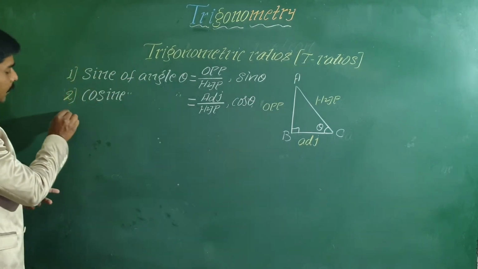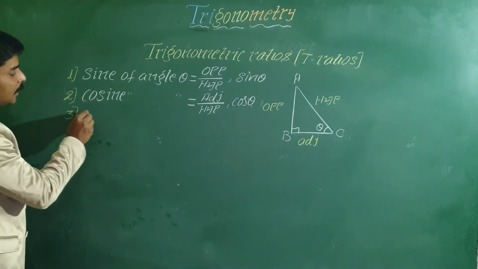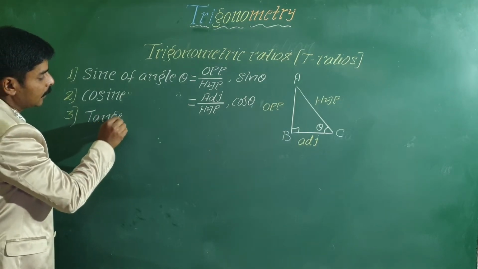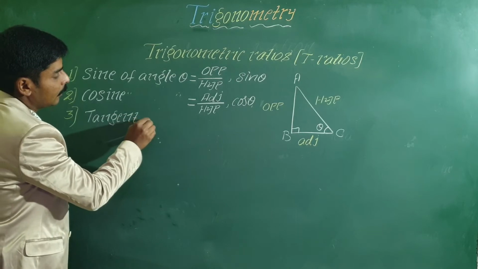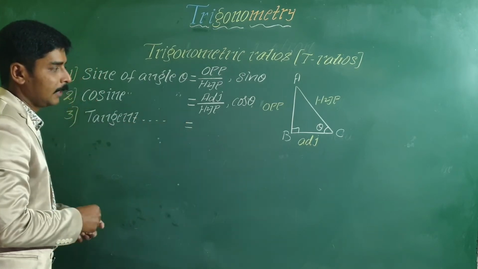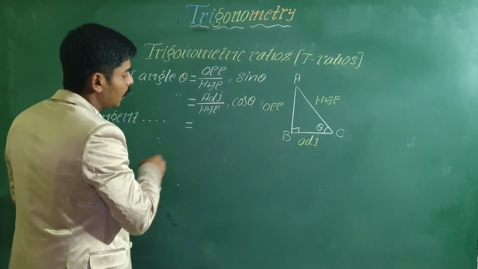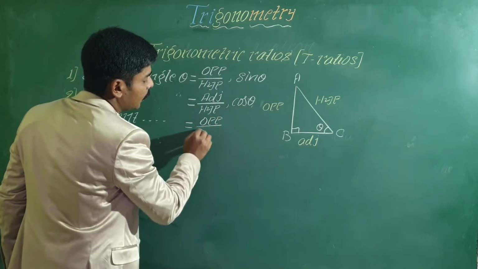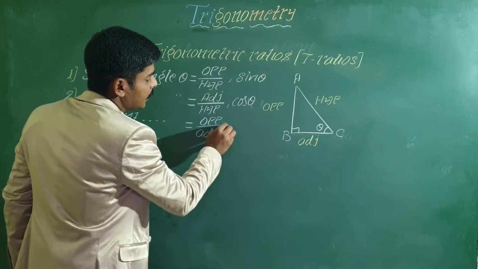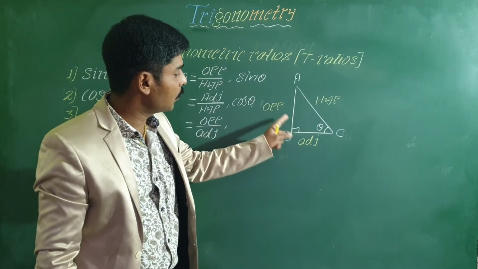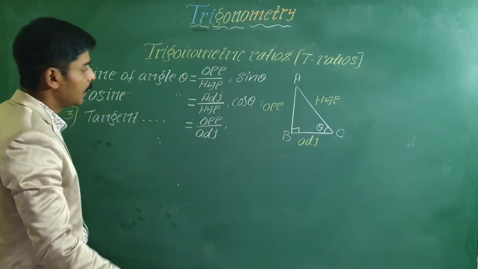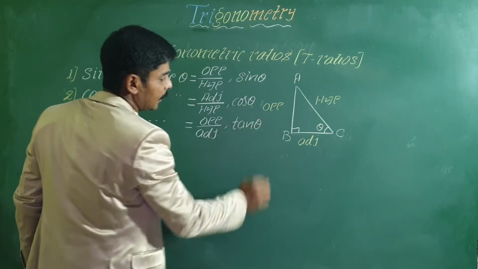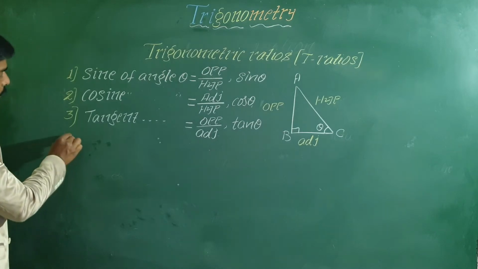The third one is tangent of angle theta. This is equal to opposite by adjacent. So the ratio of opposite by adjacent is equal to tangent of angle theta, and it can be written as tan theta.